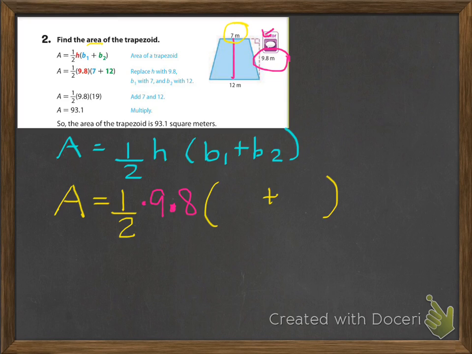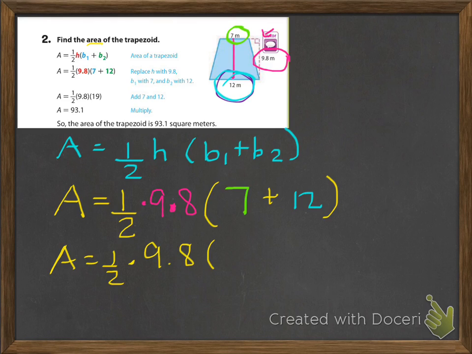So the first base we have is going to be 7, and the next base that we have will be 12. There we go, 12. And now, as the book told us before, you need to make sure that you leave this first part alone. So area equals 1/2 times 9.8 times, and 7 plus 12 gives you 19.